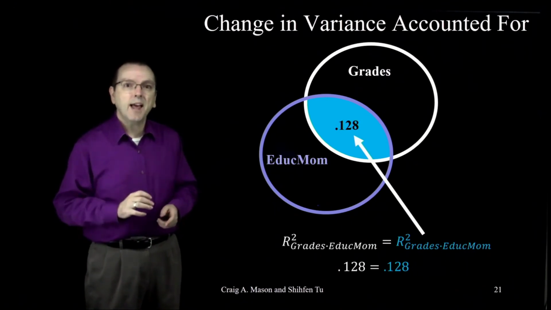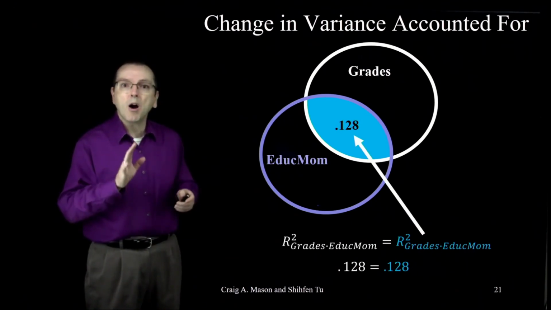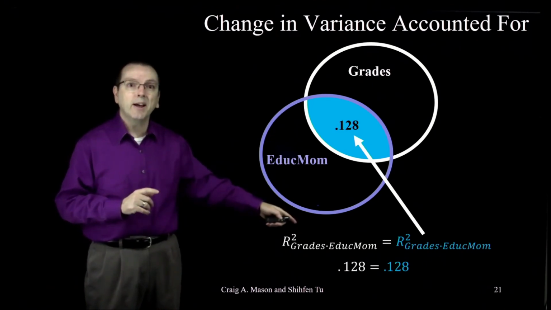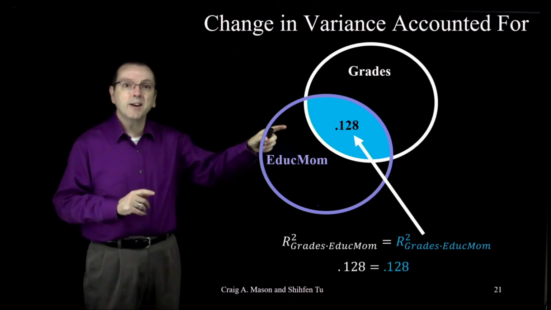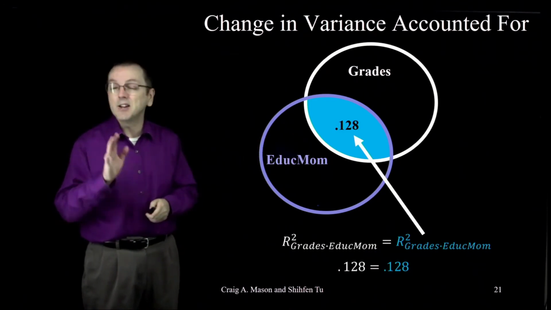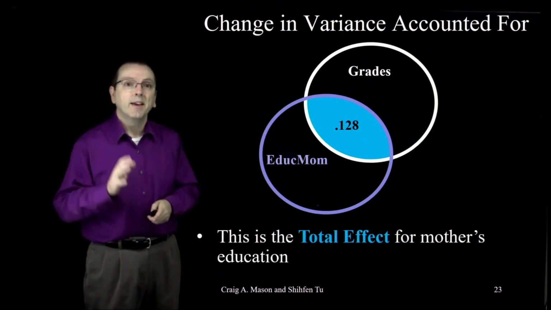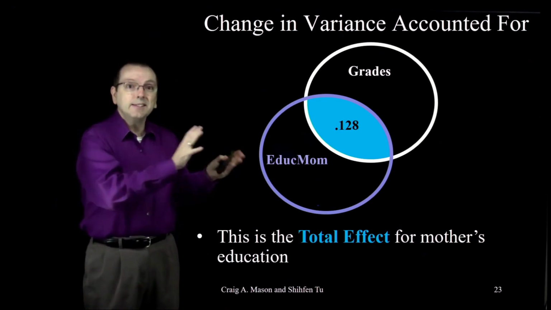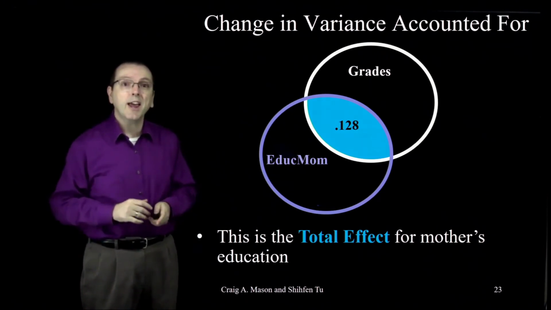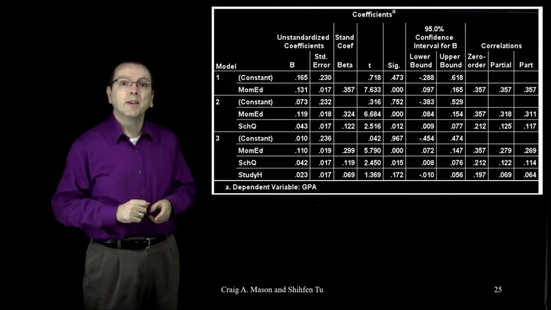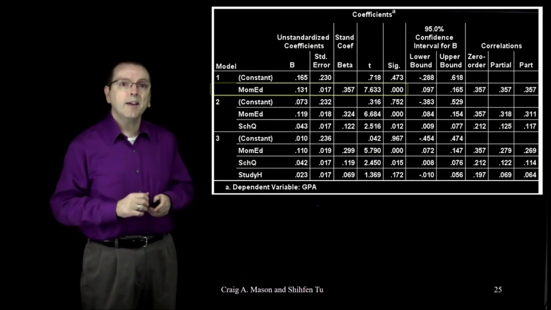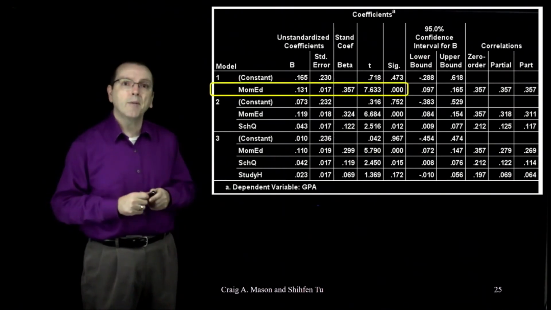For now, notice how that blue r squared based only on mom's education in the formula is the blue shaded overlapping area in the Venn diagram. And again, as we noted previously, this is the total effect for mother's education, right? Now, let's look at the coefficients table, again focusing on Model 1 for now.